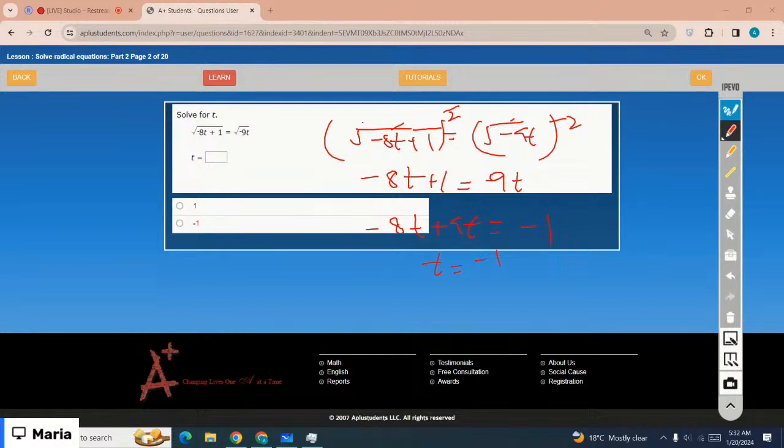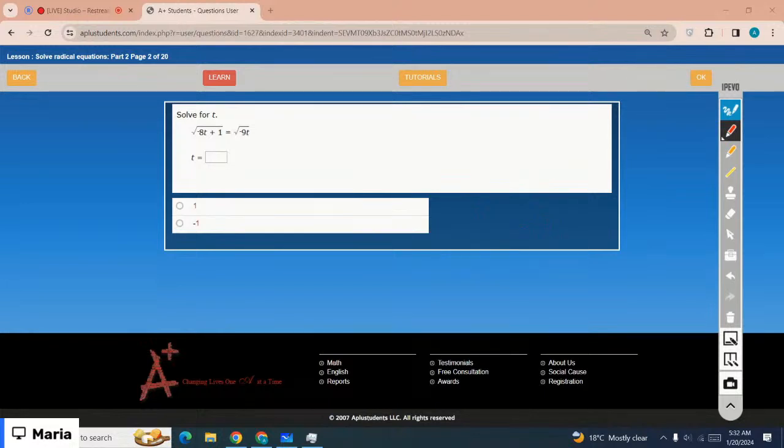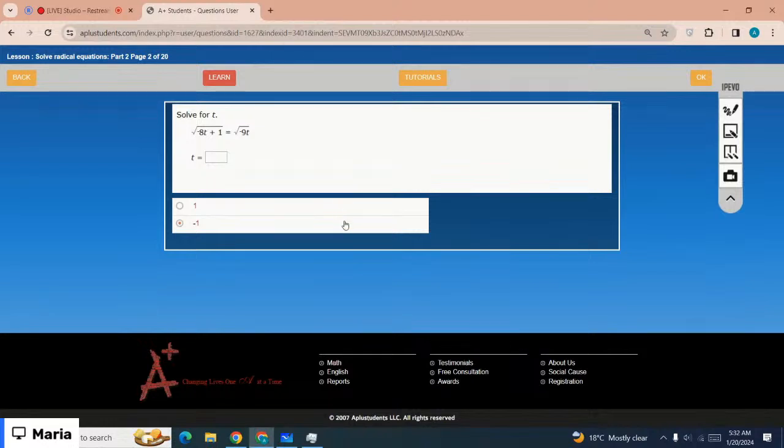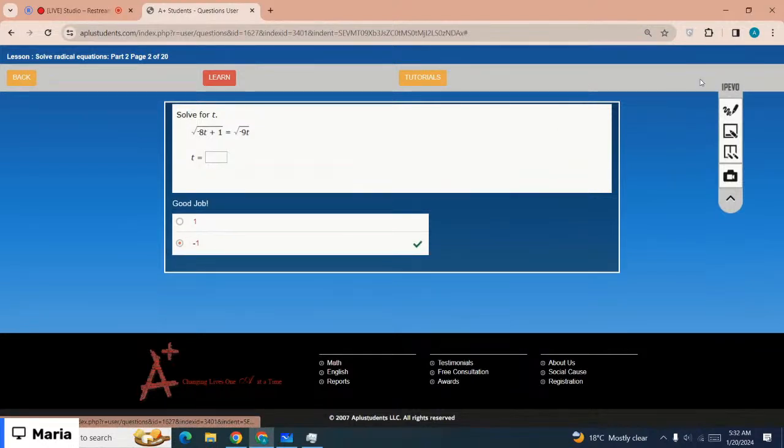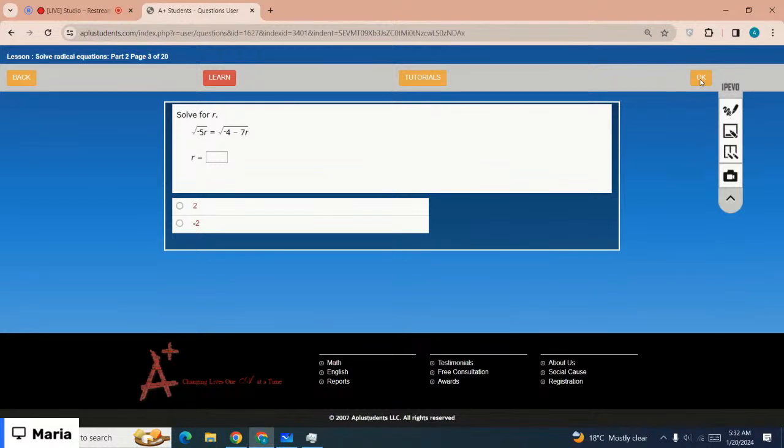For the next one, you have to use your notebook and pencil, solve the question and write the answer in the chat box. The correct option is t equals negative 1. The next one is negative 5r square root equals square root negative 4 minus 7r, which is the correct option.